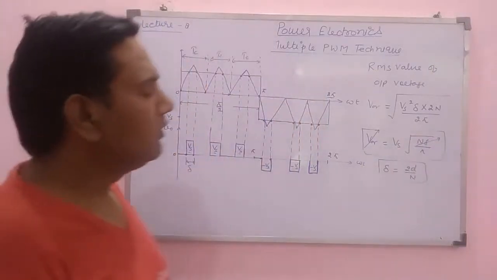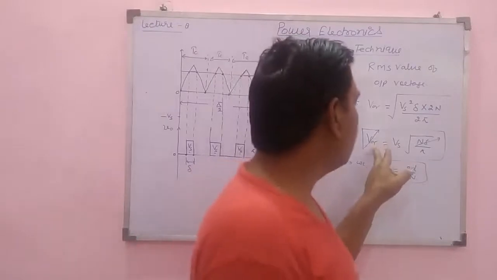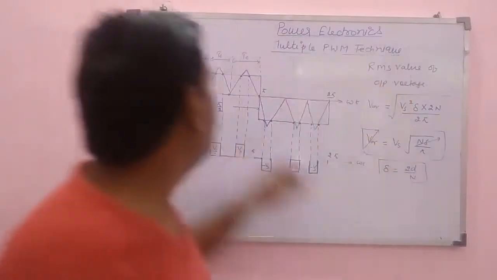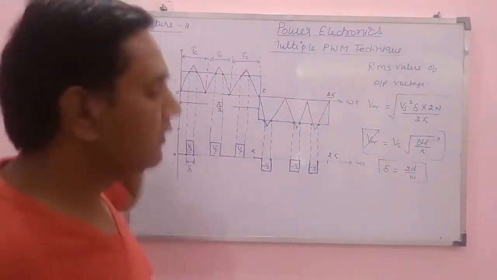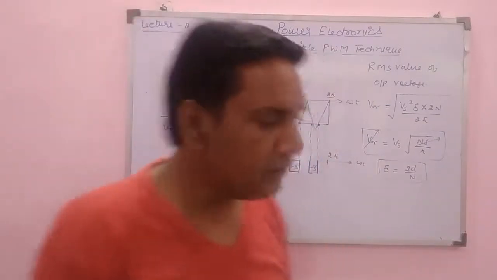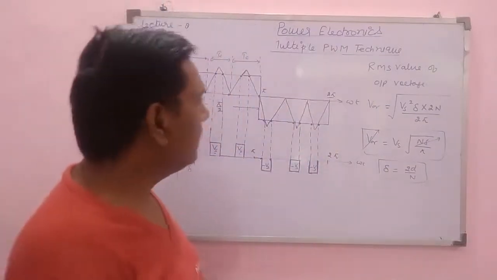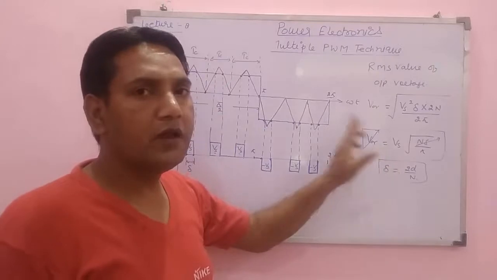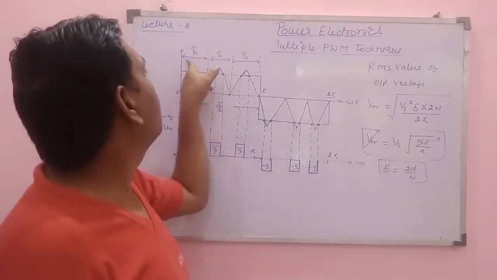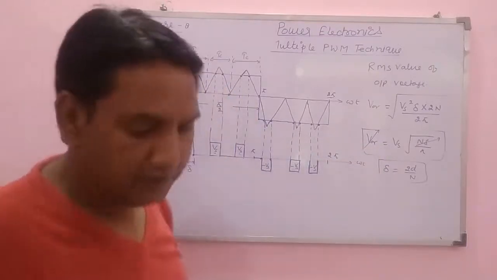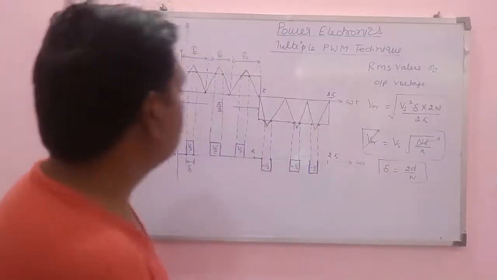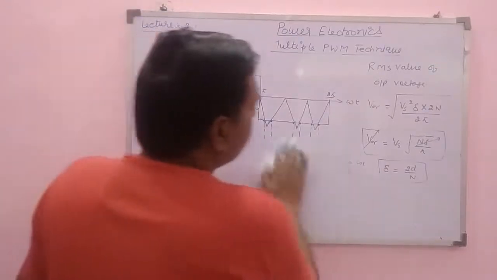Now we can also calculate the RMS voltage in terms of the amplitude of the carrier wave and reference wave. So see here, that is important. There is a relation between the output RMS voltage and the carrier wave amplitude and reference wave amplitude. See here. So we can draw it now.